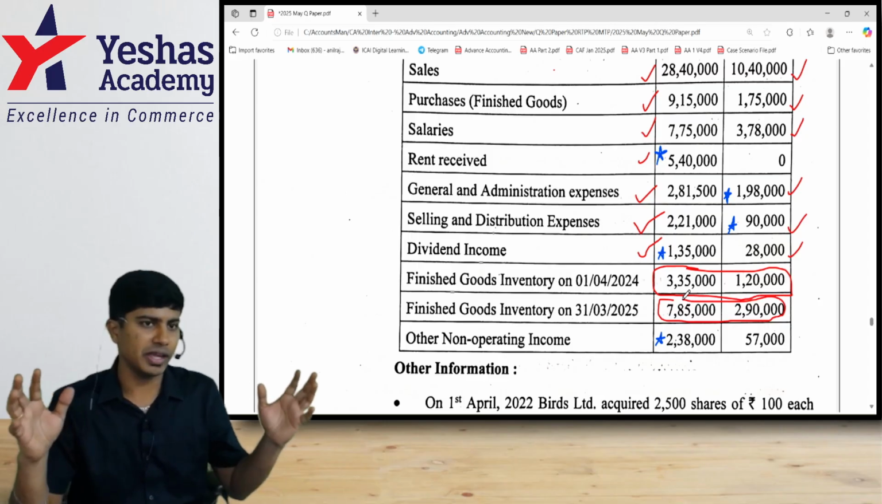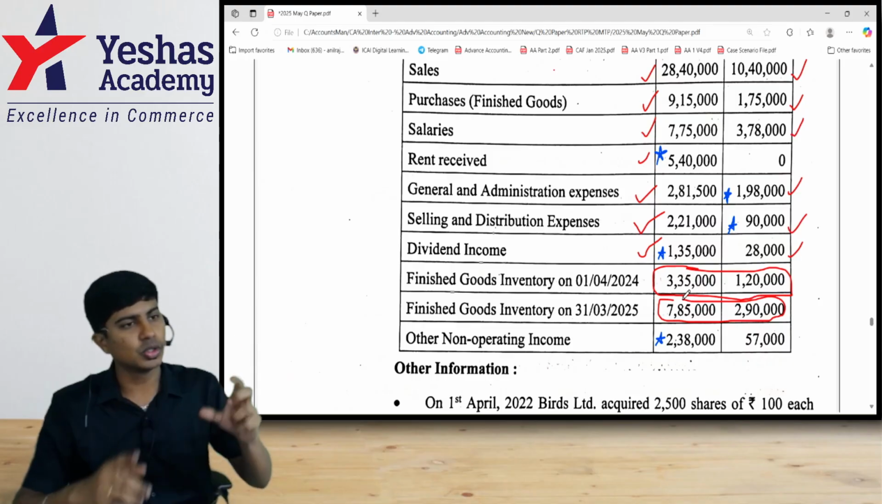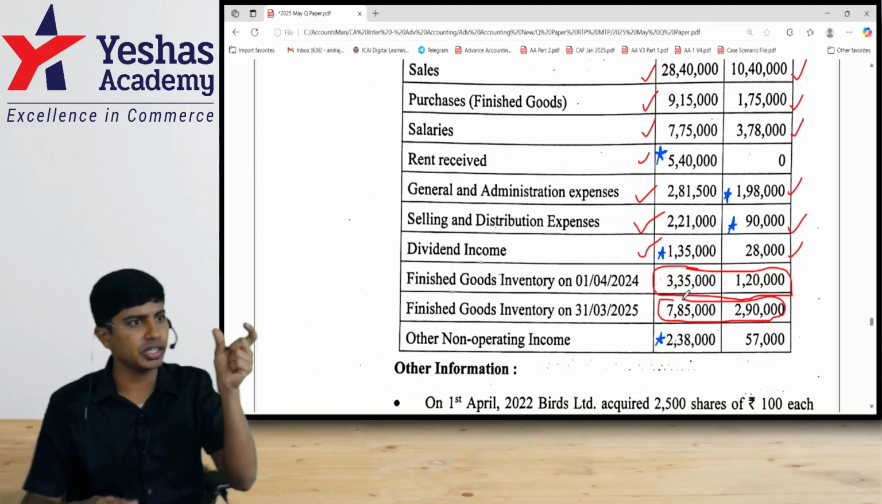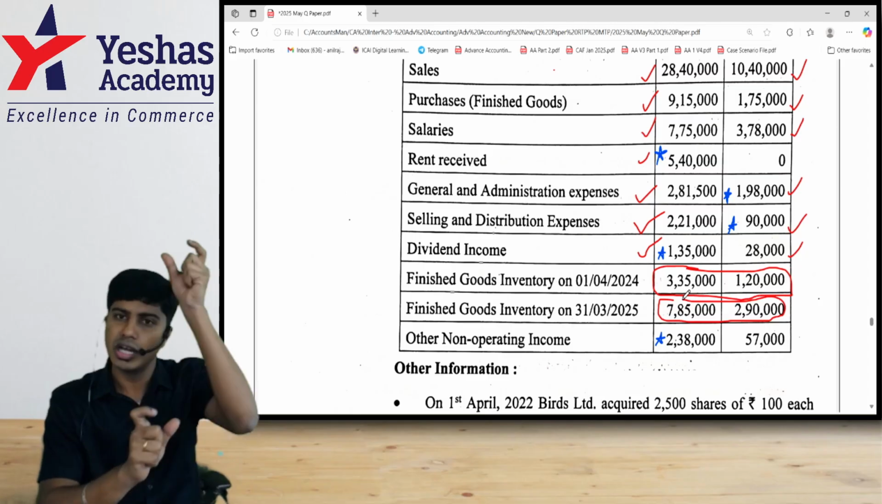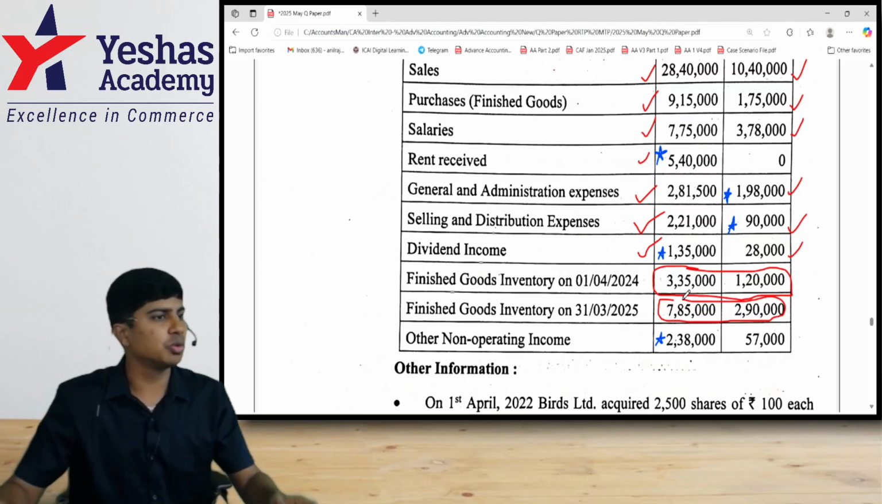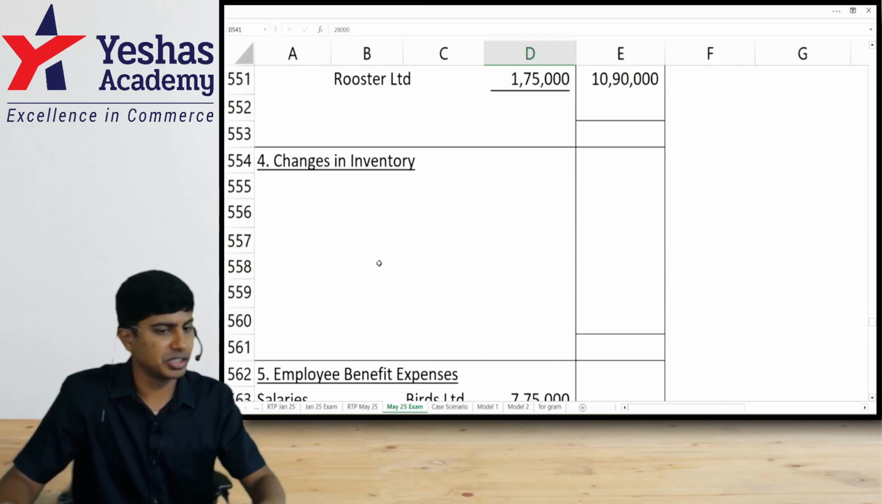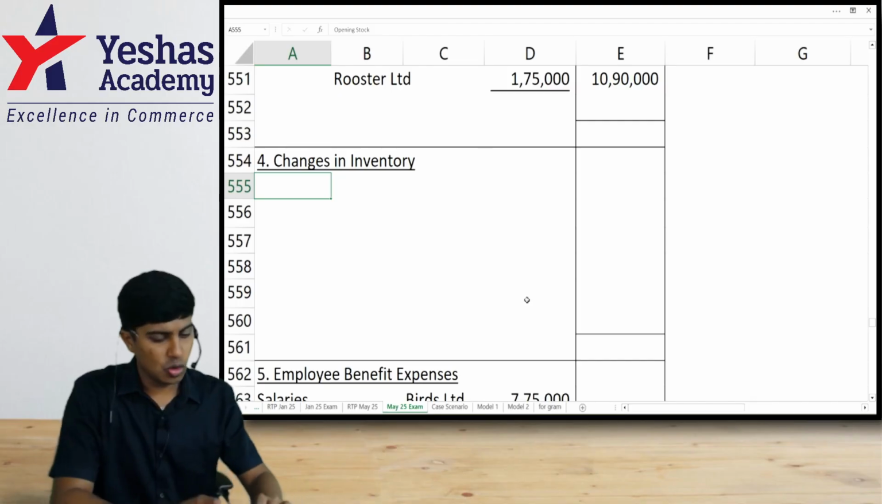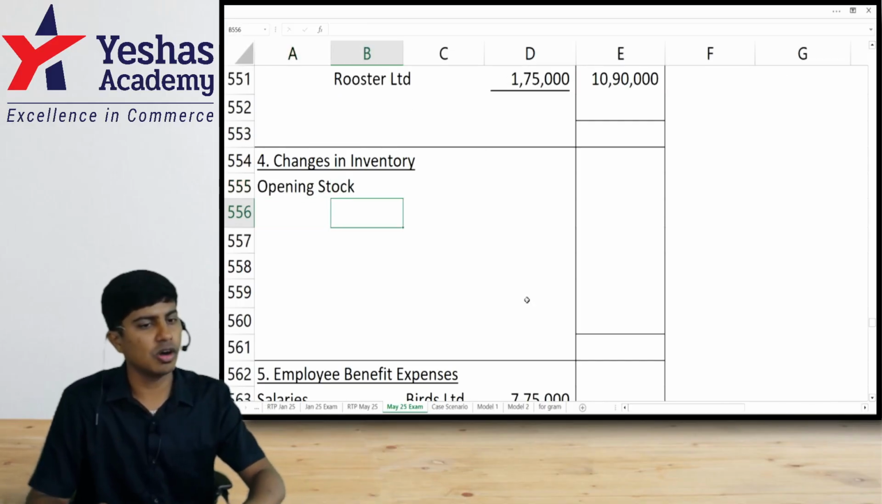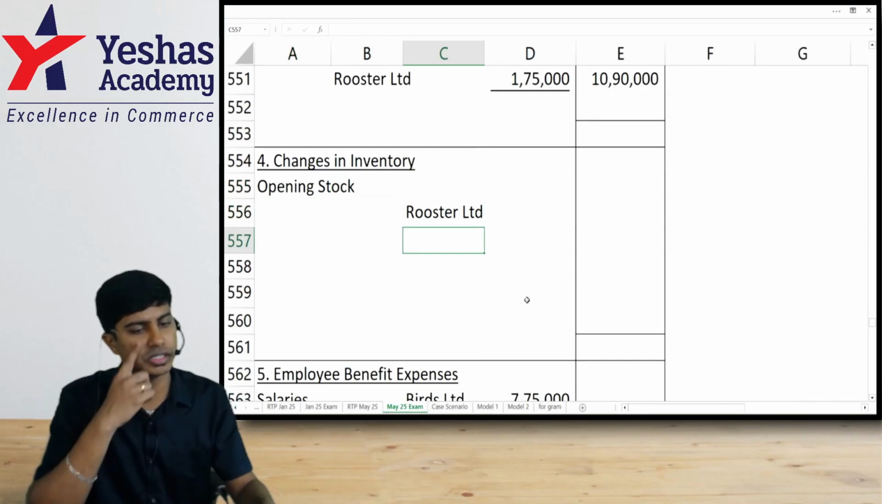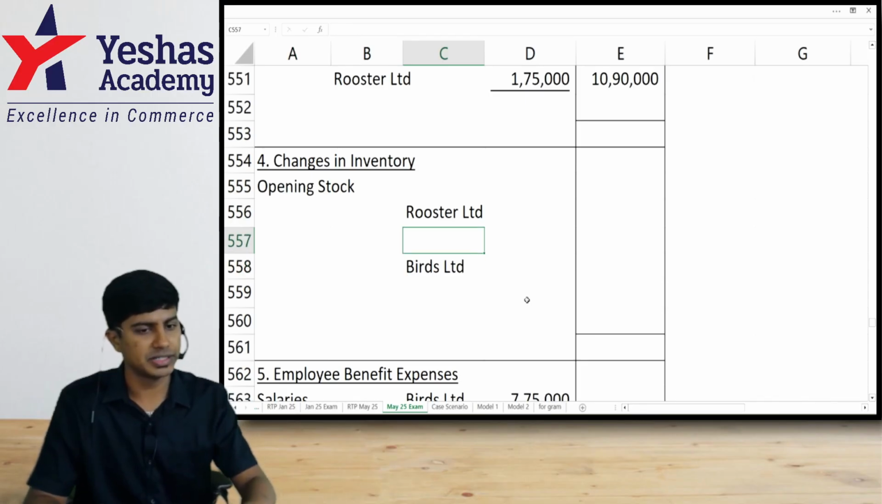But we are preparing P&L for the entire entity as a whole. So opening of both entities together, closing of both entities together, and then do opening minus closing. That's the more appropriate way. Shall we do it that way? Unless we have no information. So changes in inventory, opening stock. How much is it of Rooster? How much is it of Birds?